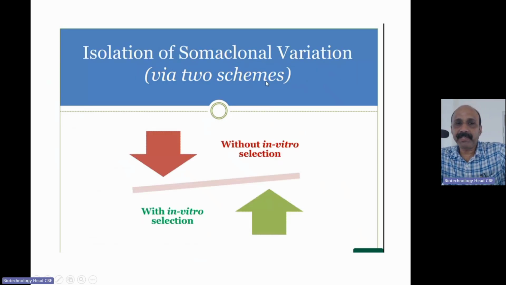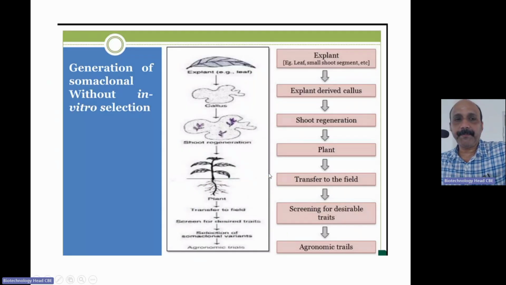So, isolation of somaclonal variation. One is with in vitro selection, where we apply all these toxins and other selecting agents so that we can get more somaclonal variants. Or, without any in vitro selection procedure, naturally occurring variations can also occur.